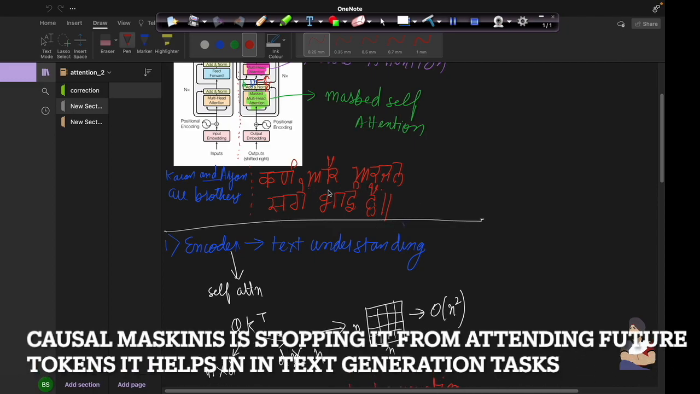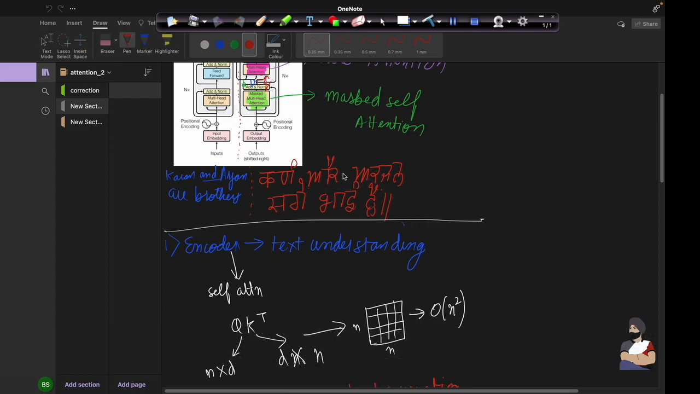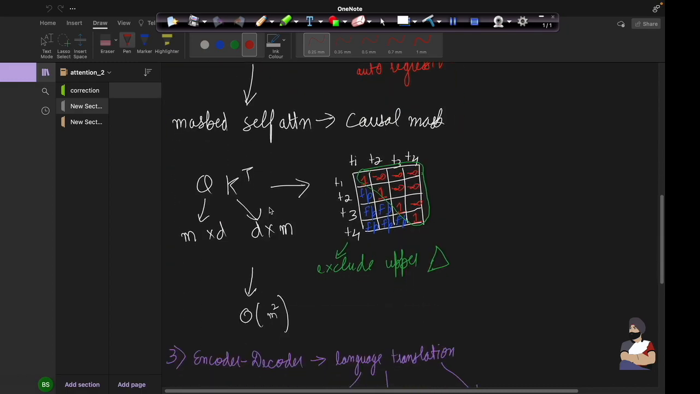So suppose this is Arjun written in Hindi and we are just querying over Arjun, and this token can attend to this and this. It's not going to attend to this, as it was doing in self attention. So we are just masking the future tokens. Here the upper triangle is always excluded from the attention.